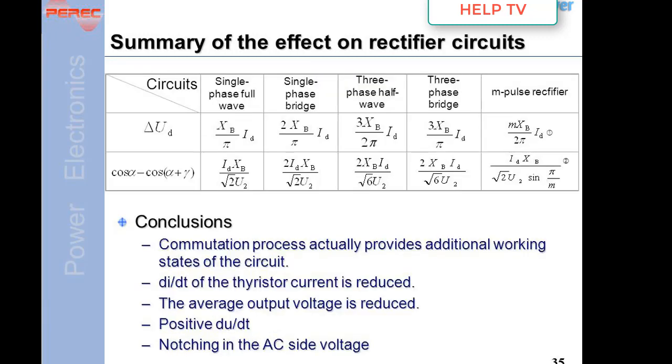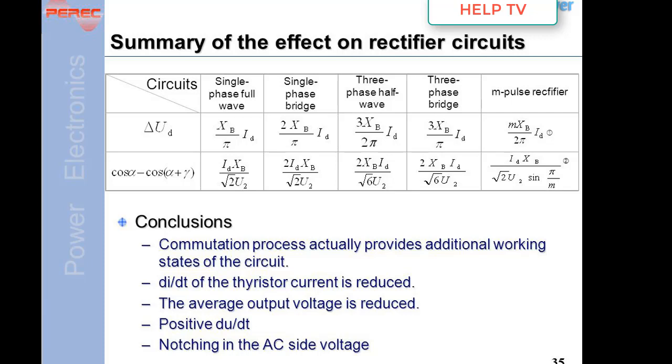Summary of the effect on rectifier circuits: single-phase full wave, single-phase bridge, three-phase half wave, three-phase bridge, and impulse rectifier circuits.